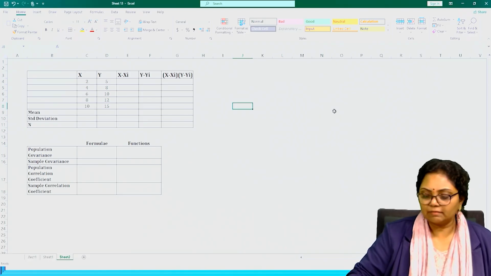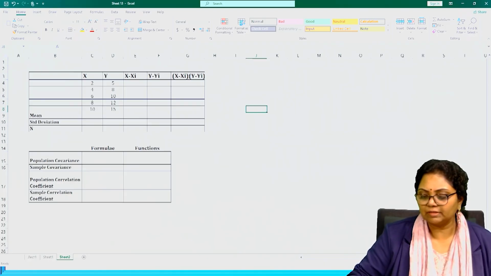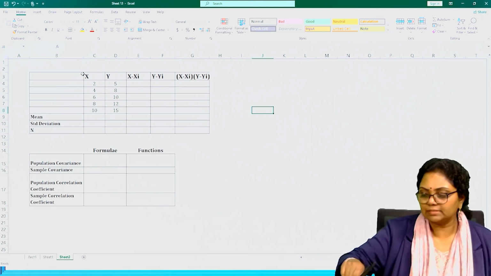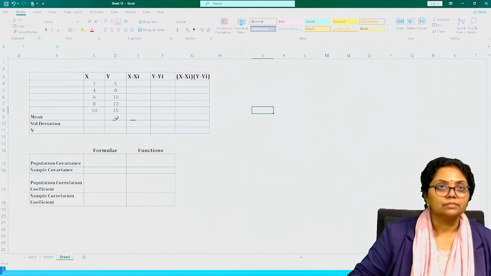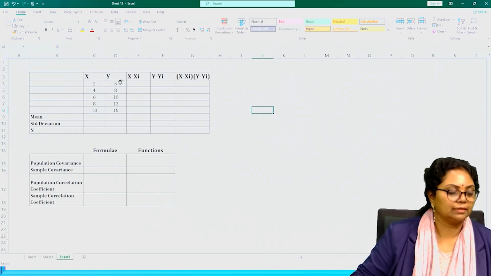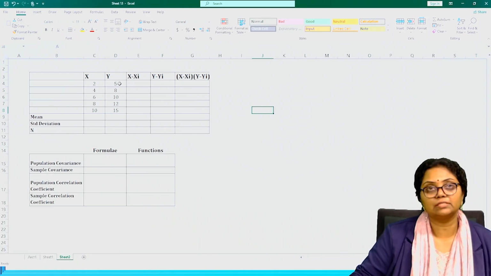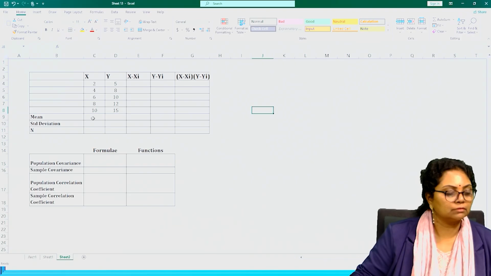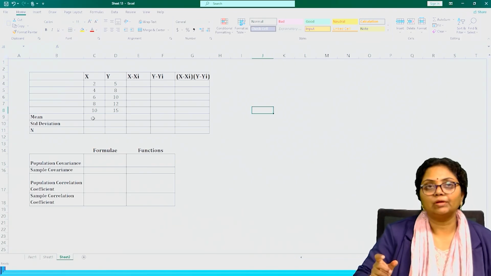These are the figures. For example, I have taken two variables, one is x and the other is y. The array consisting of x is 2, 4, 6, 8 and 10, and the array consisting of y is 5, 8, 10, 12 and 15. First, we are going to calculate the average for the observations under x and also for y.